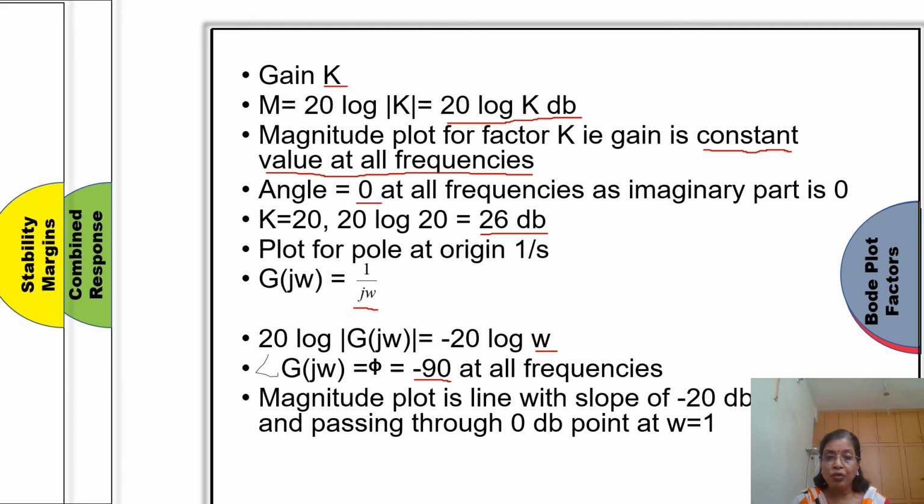Therefore we say that the magnitude plot for this factor is a line with a slope of minus 20 dB per decade, and that line is passing through 0 dB point at omega is equal to 1, because that line could be passing through anywhere in the space, and therefore we know this point. So the line with a slope of minus 20 dB per decade and passing through 0 dB point at omega is equal to 1, that is the magnitude plot for factor 1 upon j omega, and the angle is minus 90 degree for all frequencies.